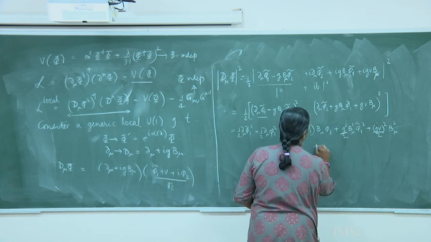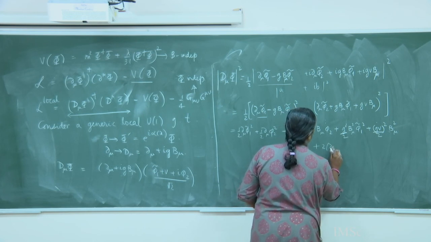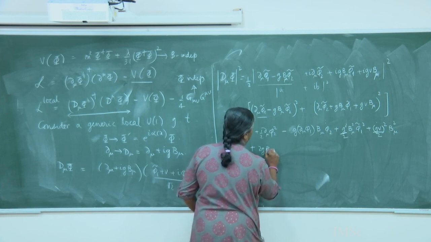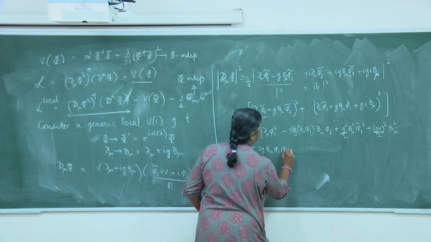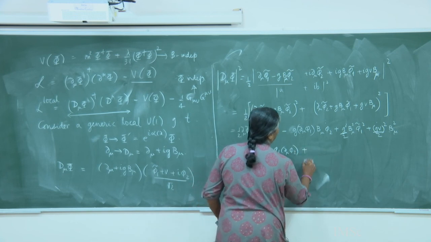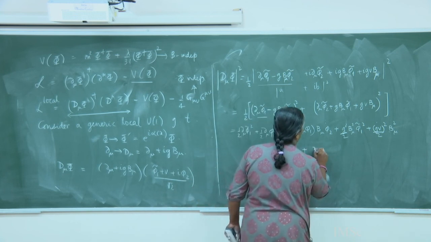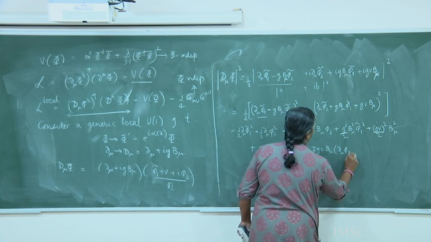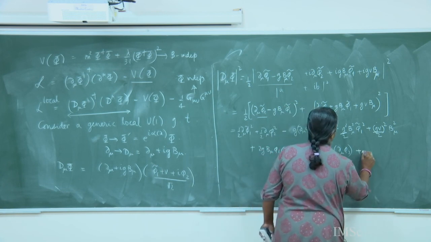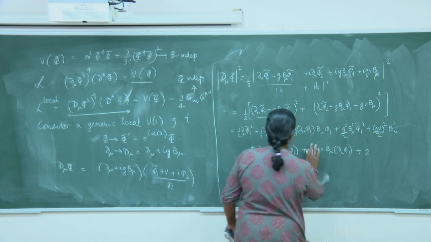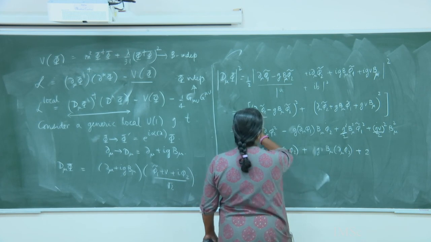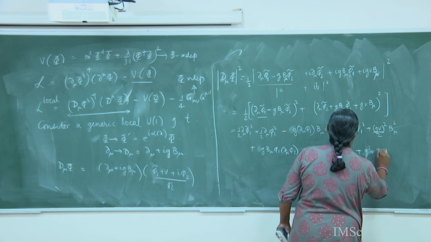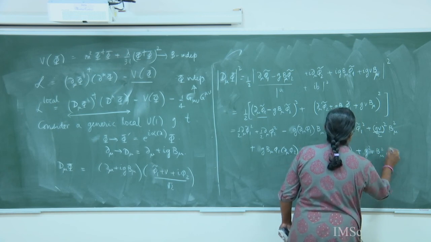Now I have to write the cross terms, plus 2 g B mu phi 1 D mu phi 2, plus 2 g V B mu D mu phi 2, plus 2, no, there won't be 2 because there is a half outside, so no half, g squared B mu squared phi 1.